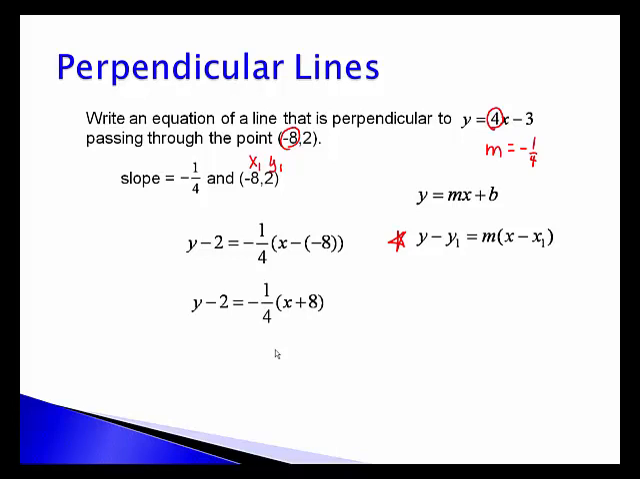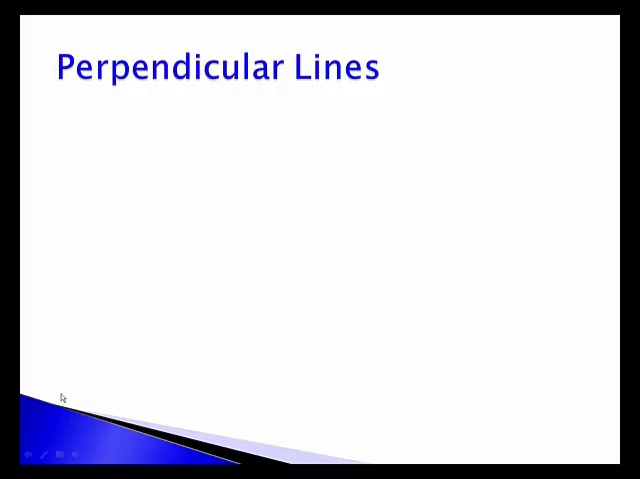That'll simplify to y minus 2 is equal to a negative 1/4 times x plus 8. So when you distribute here, you get y minus 2 is equal to a negative 1/4 x minus 2. We add 2 to both sides, and that gives us y is equal to a negative 1/4 x. Once again, let me remind you, you have a slope of negative 1/4 and a y-intercept of 0.